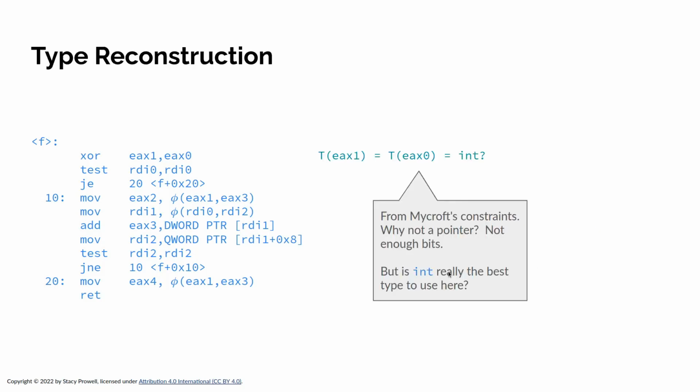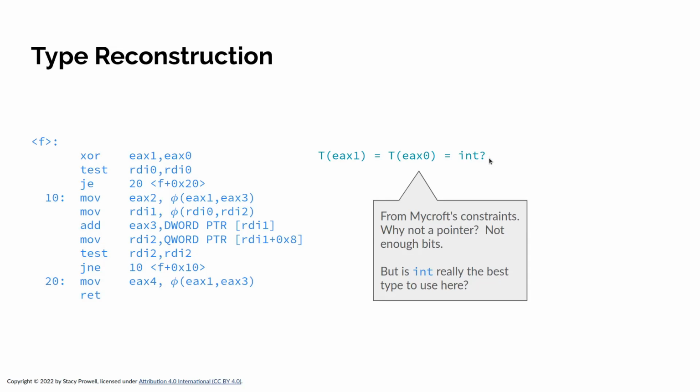So let's start applying Mycroft's type constraints. For this first one, we wind up with this. The type of EAX1 is the type of EAX0, which is an int. Well, we know that it's not a pointer. Why do we know it's not a pointer? Because it's not 64 bits. It's only 32 bits. It's not really a pointer.